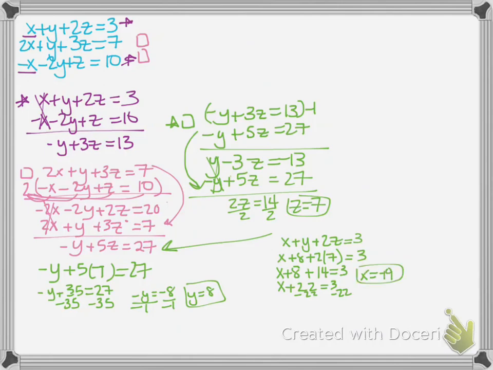So when we write it x, y, z, I got negative 19, 8, and 7.